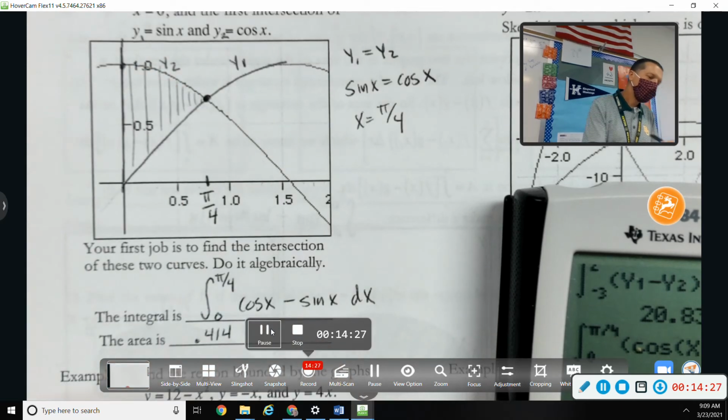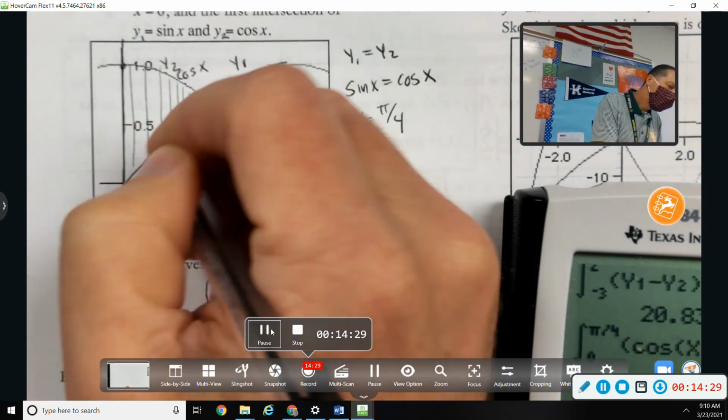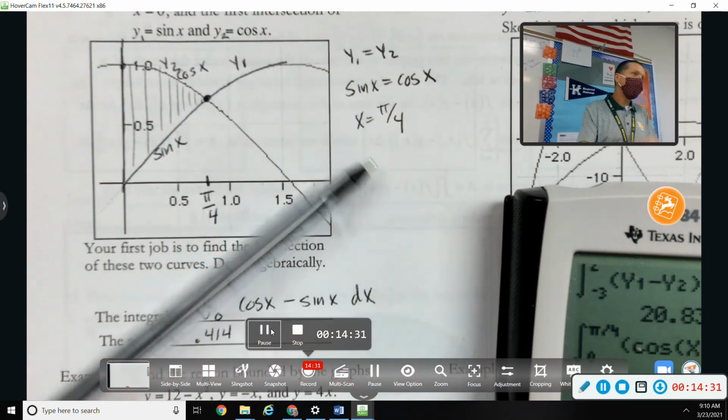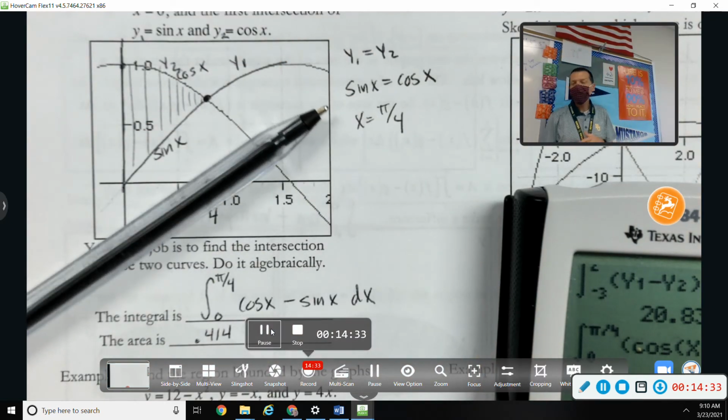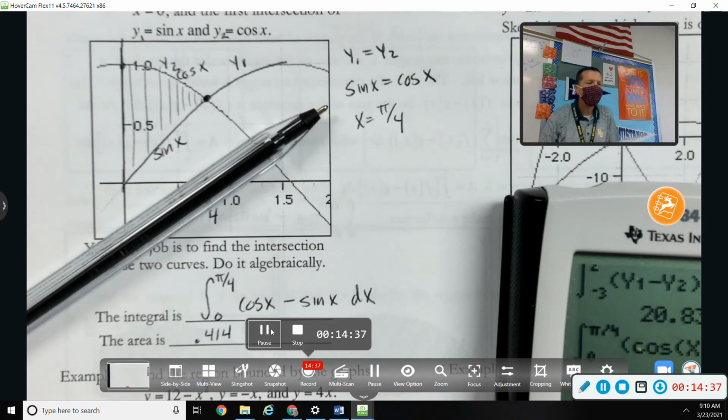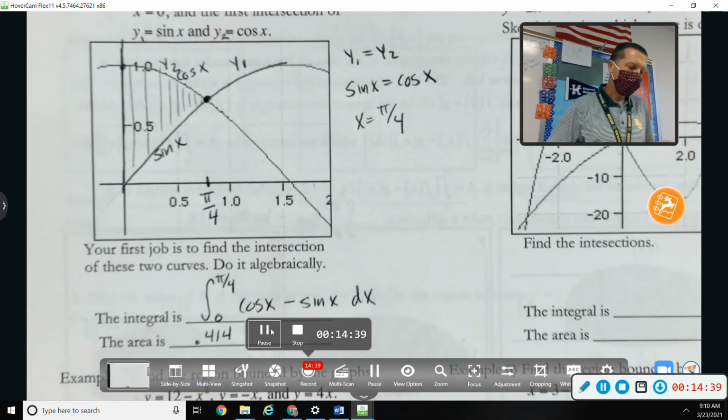Okay, so it's not about the first one that we put. Correct. It's about which one is above. Okay. So it's not always 1 minus 2 or 2 minus 1. It's the top one minus the bottom one. That's a really good question.